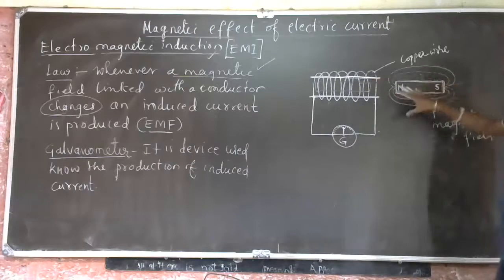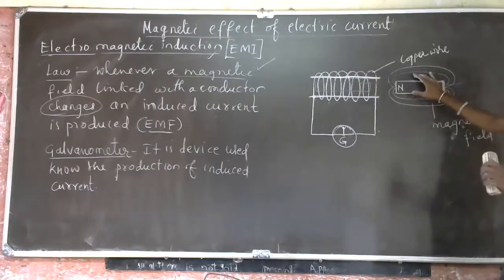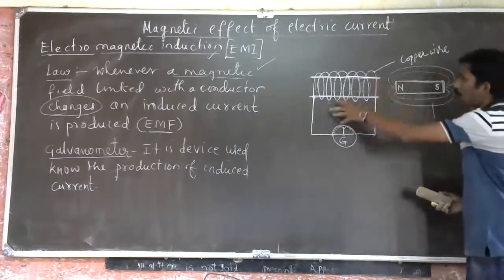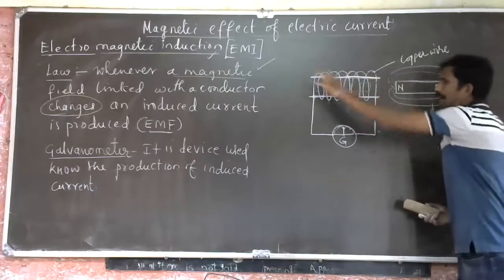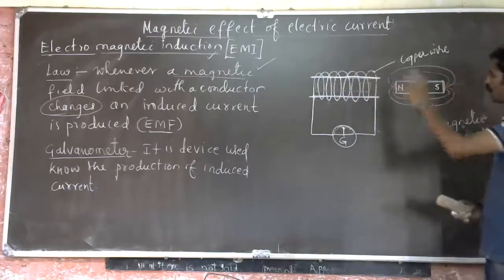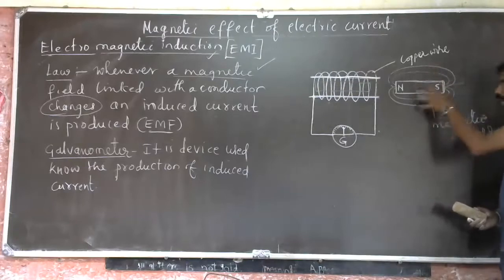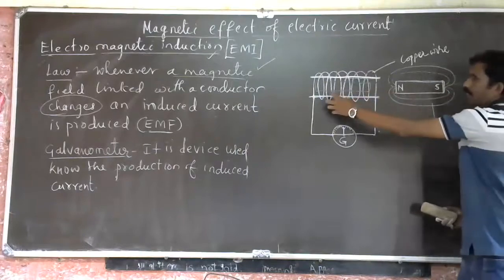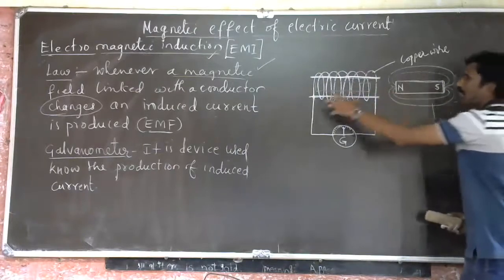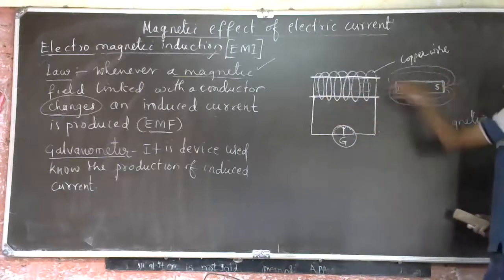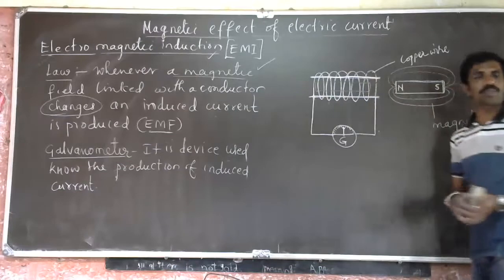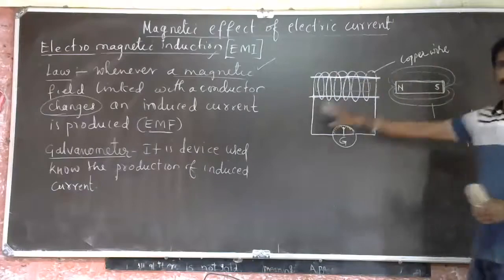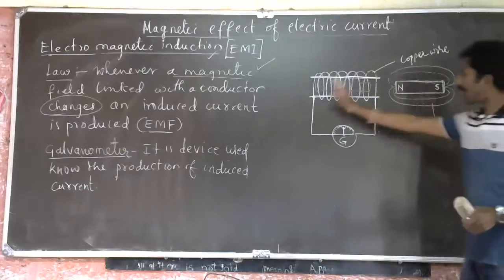Now you keep this as constant, static. Don't move this. What I told earlier was that this was fixed and we moved the magnet, and the EMF is produced. Now we will keep this magnet constant and move the coil like this. Then also EMF is produced because there is a change in magnetic field. If you move the coil around the magnet, EMF is produced, or if you move the magnet, EMF is produced.